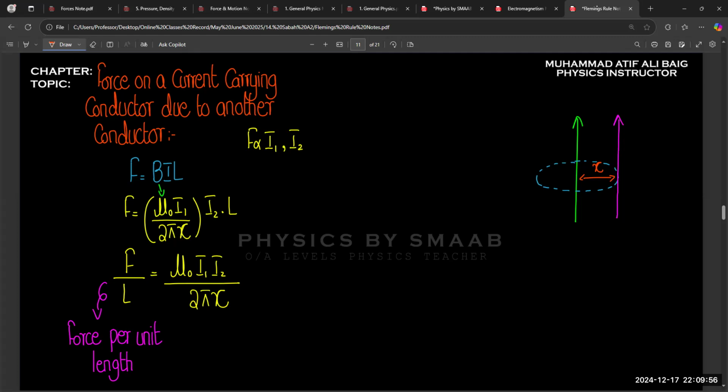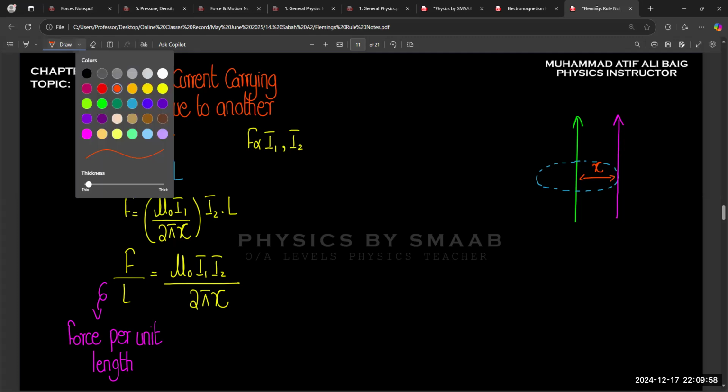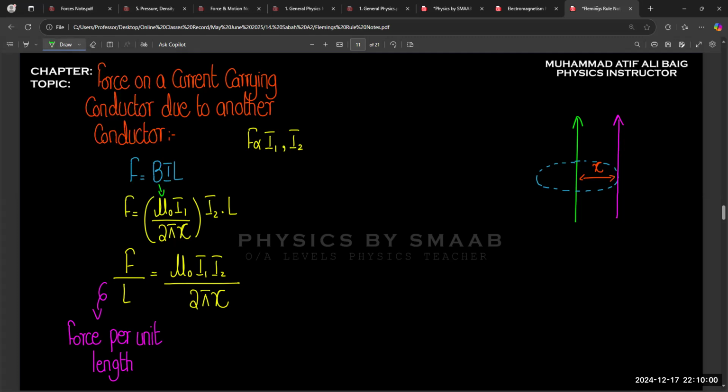According to the formula, we again come to know that F over L, the force per unit length, is directly proportional to I1 I2, because the other quantities are constant. Mu naught and 2 pi x are constant values. It only depends upon the values of current, so it directly depends upon the value of electric current.